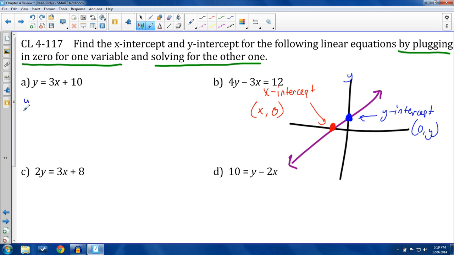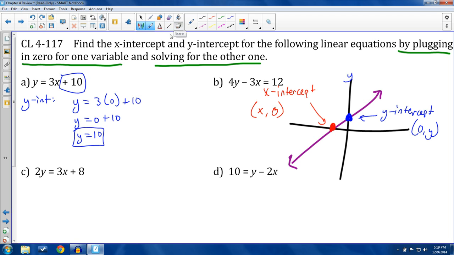Let's do the y-intercept first. You'll get y equals 3 times 0 plus 10. 3 times 0 is 0, so y equals 10. Once again, it's the same as your starting value when you have it in this form, right? You need to have it in the proper form to make that happen.